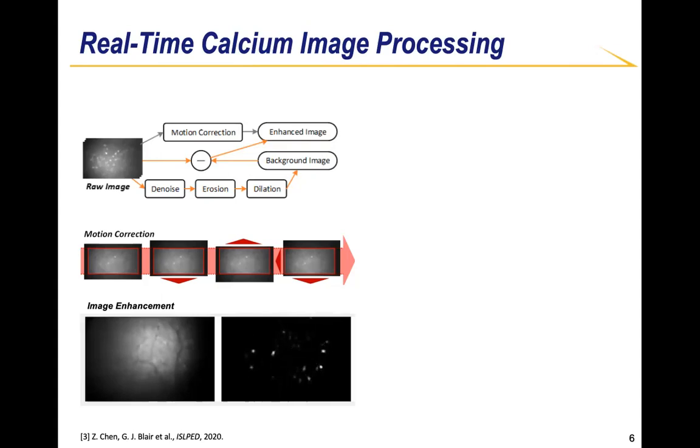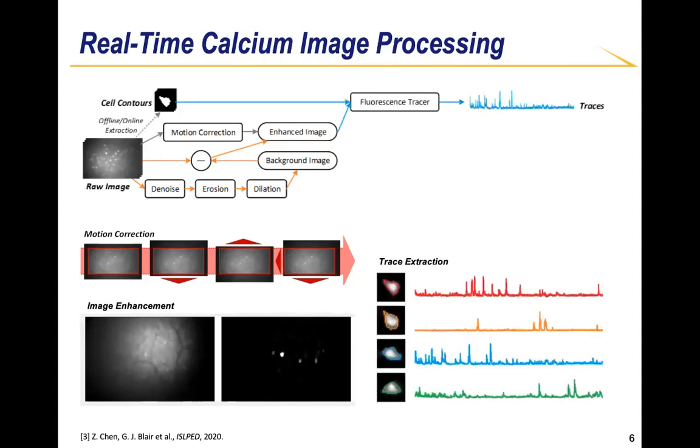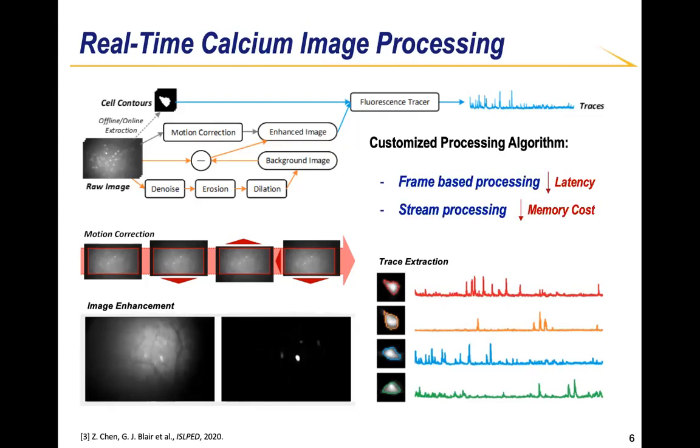The image enhancement removes the bulk of the calcium image background and improves the signal-to-noise ratio, as the video clip shows. The third step is the main focus of this presentation, the trace extraction, which calculates the calcium traces reflecting cell activity based on the pre-stored binary cell contours. Our customized processing pipeline is a frame-based stream processing, and by doing that, we have a chance to lower the latency and reduce extra memory accesses.